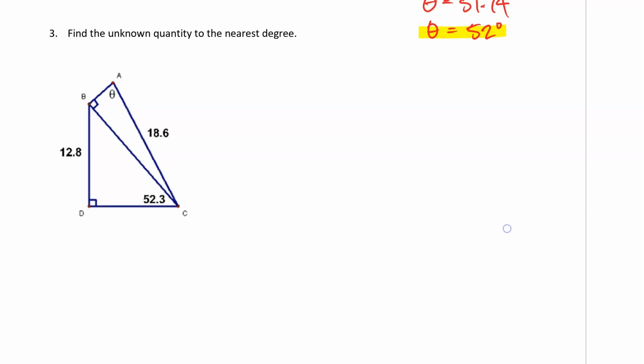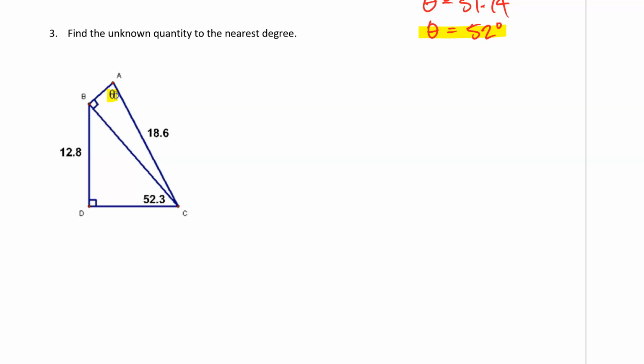Managing okay for time. We've got number 3 here. It says find the unknown quantity to the nearest degree. And again, I want you to look for the triangle with 2 pieces of evidence, right? Because that one will give you the connector, and you're going to use the connector and another piece of evidence to get what you need on the final one.